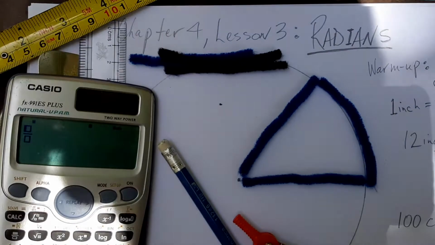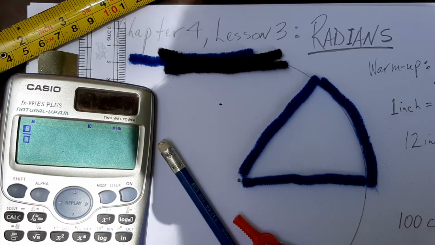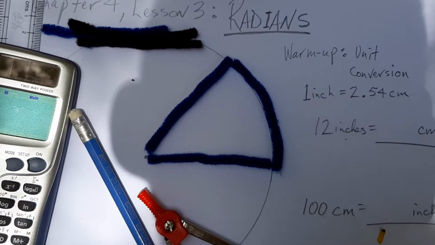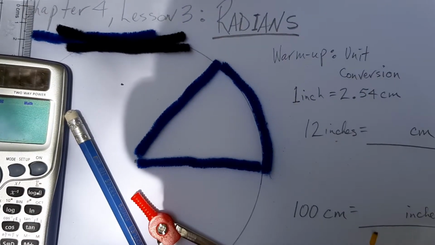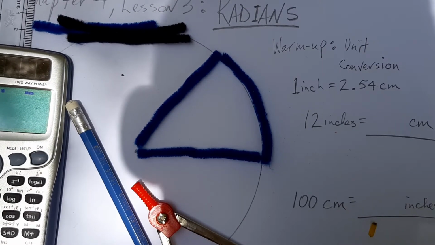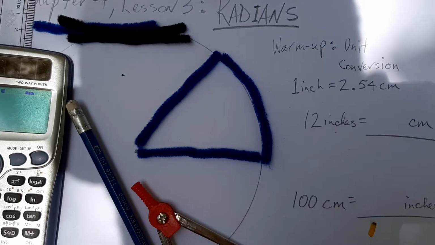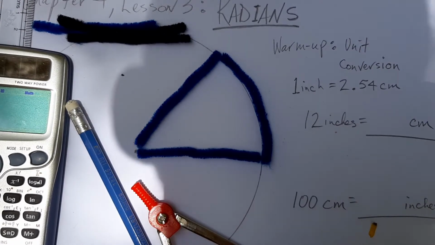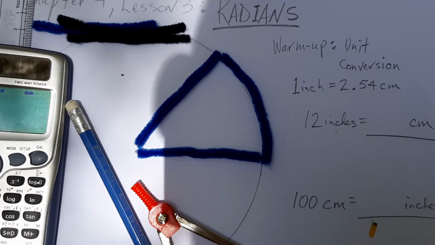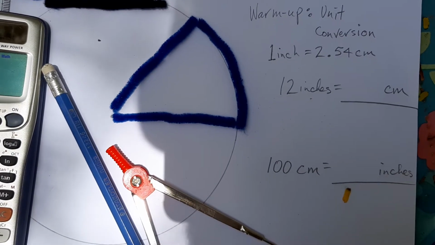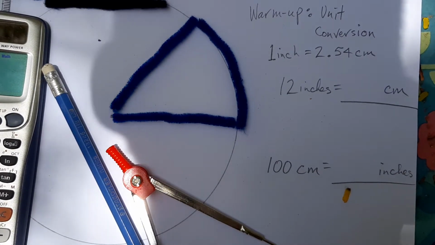Lesson 3, radians. First let's do a little warm-up, because this is what we're going to be doing quite a bit of. A little unit conversion is the main part of this lesson. We're going to be converting from radians to degrees and degrees to radians. Radians is another way to measure rotation, just like degrees is a way to measure rotation. And so we're just going to be doing unit conversion, which you use a ton in chemistry.